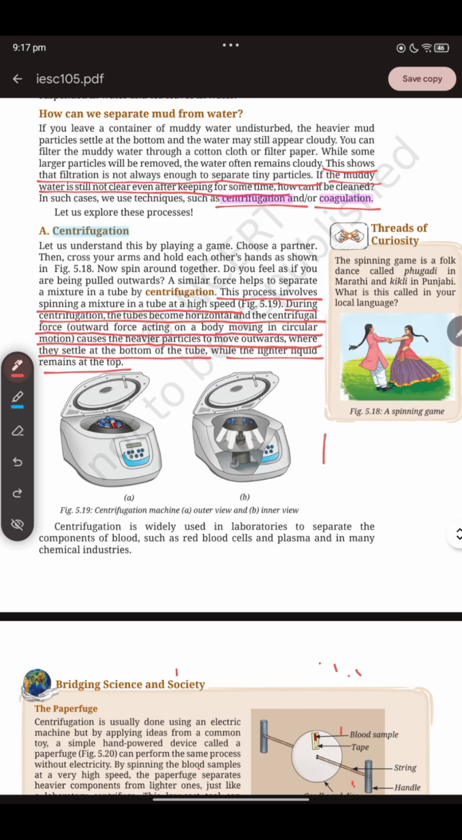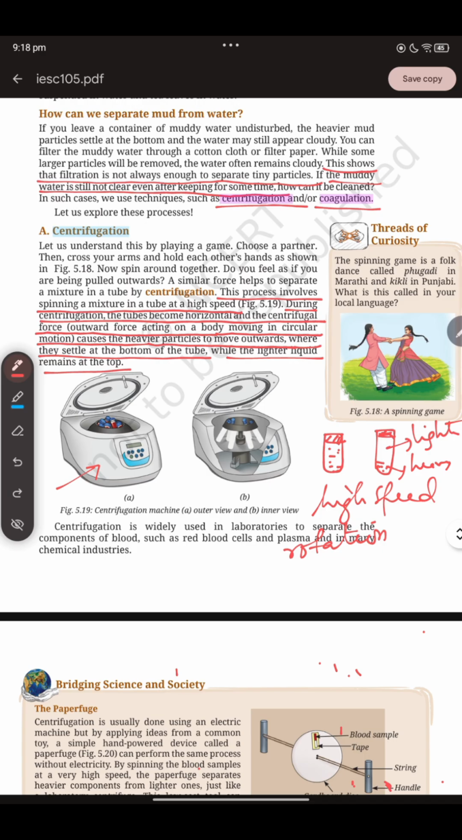Now, you have taken the mixture and kept it in the tube, right? Here there is the mixture. This is kept in a centrifuge where it is rotated at high speed. When it is rotated at high speed, it separates in this manner, such that the heavy particles are at the bottom and the lighter liquid is at the top, on account of the high speed rotation.